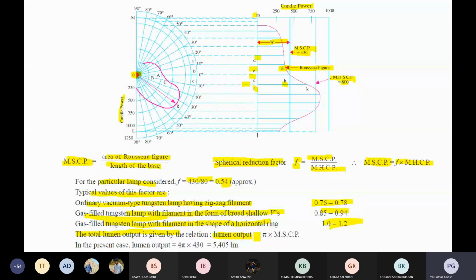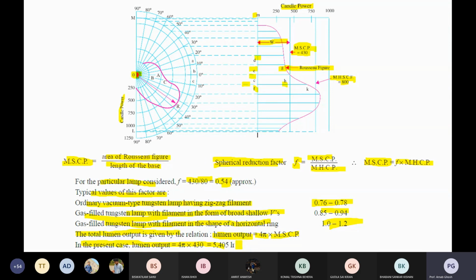Okay, so in that way you can calculate the candle power by using the polar curve as well as the spherical reduction factor. You can also get the different mean candle power values.